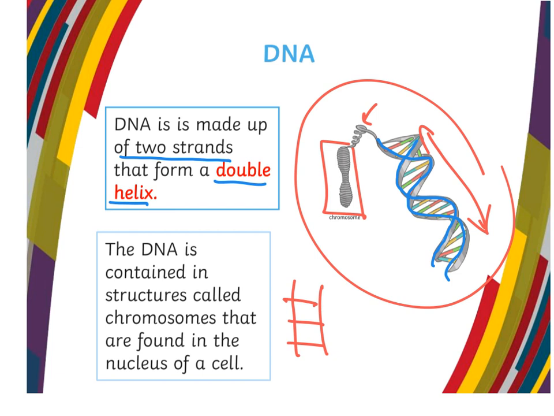So what's the structure of DNA? Well, it's a two-stranded double helix. That'll always get you marks in questions. So it's made from two strands that form a double helix. And the box below is just reiterating what we already know. The DNA is contained in structures called chromosomes that are found in the nucleus of the cell. So again, you can pause the video if you would like to make a few notes at this point.